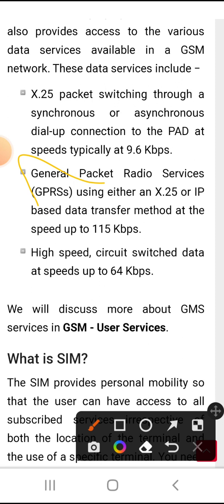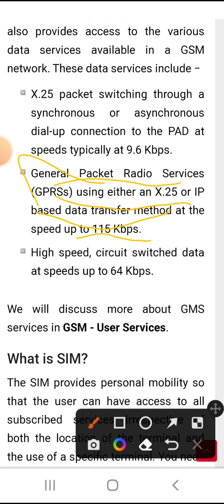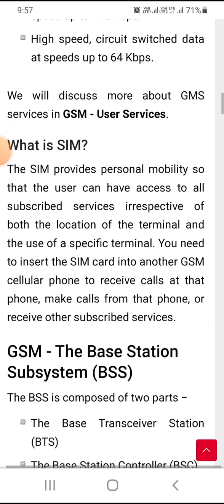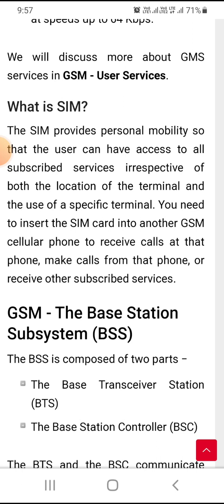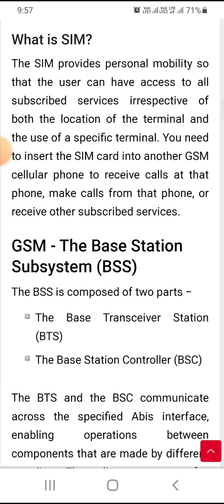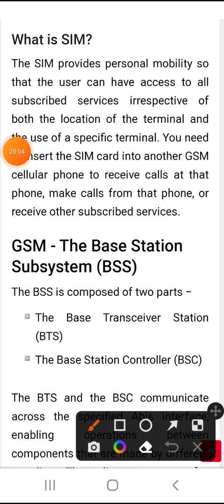Now there is general packet radio service, using either X.25 or IP-based data transfer methods at speeds like 115 kbps, and high speed circuit switched data at a speed of 64 kbps. The SIM provides personal mobility so that the user can have access to all subscribed services irrespective of the location and the specific terminal. You need to insert the SIM card into another GSM cellular phone to receive calls at that phone, make calls from that phone, and receive other subscribed services.